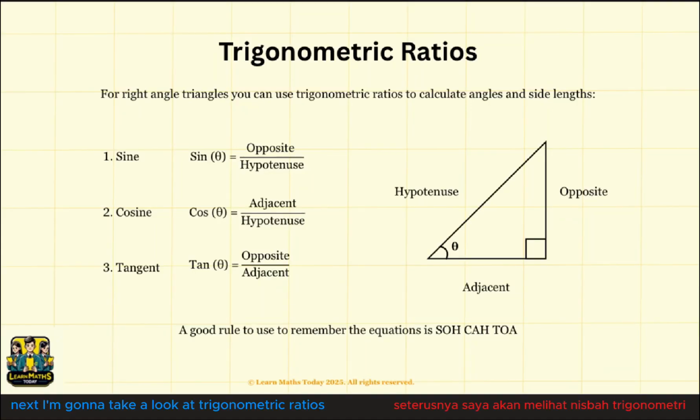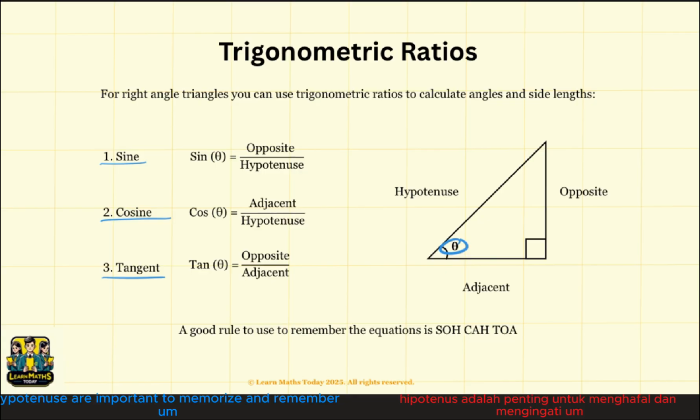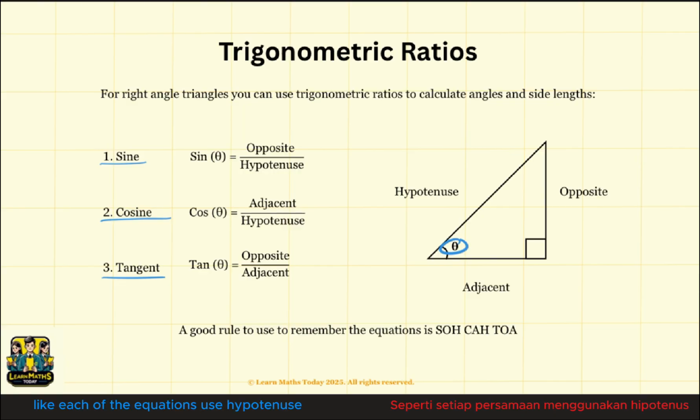Next, I'm going to take a look at trigonometric ratios. The very first thing we need to learn is sine, cosine, and tangent, which are terms for equations that we can use to find the angle of theta, amongst other things. And this is why I emphasized before that the terms adjacent, opposite, and hypotenuse are important to memorize and remember, because they make up the values of sine, cosine, tangent. As you can see, each of the equations uses hypotenuse, opposite, adjacent, and all of those values.